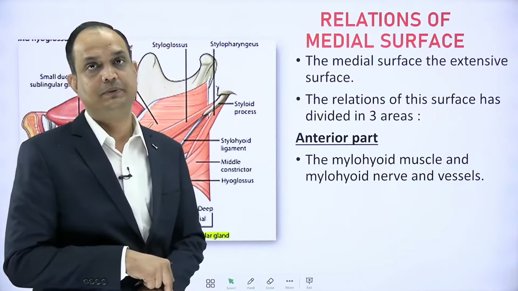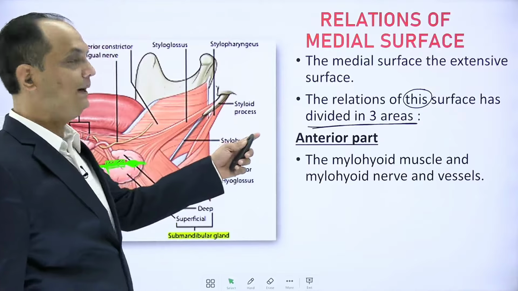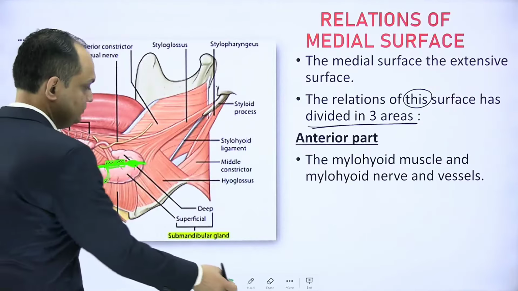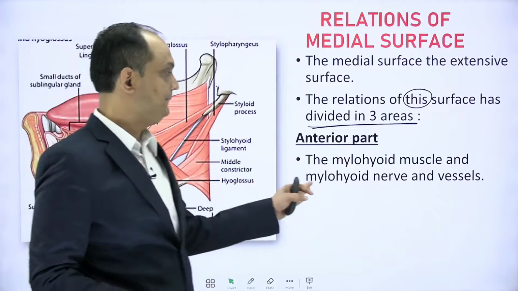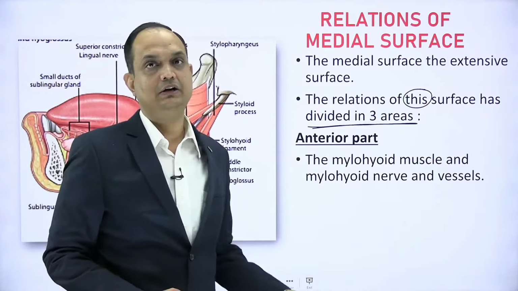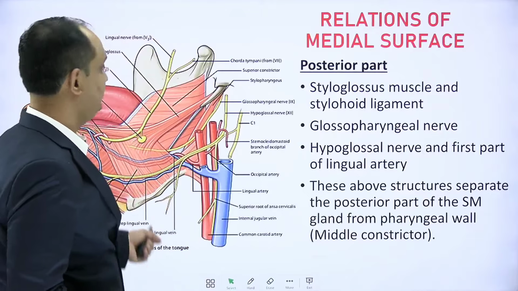Now when you see this, this is the medial surface of the superficial part. This medial surface is divided into three parts: anterior relations of the medial surface, posterior relations of the medial surface, and the intermediate relations of the medial surface of the superficial part. So the anteriormost part comes in relation with the mylohyoid muscle. Here is the mylohyoid muscle, and this mylohyoid muscle is separated from the gland by the mylohyoid nerve and vessels. Now what are the posterior part relations?